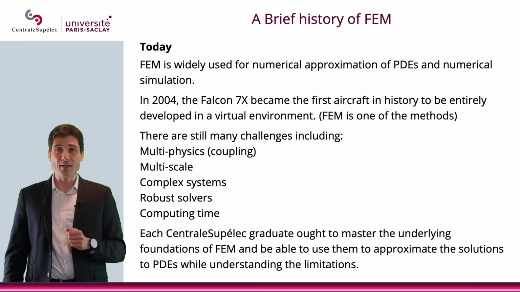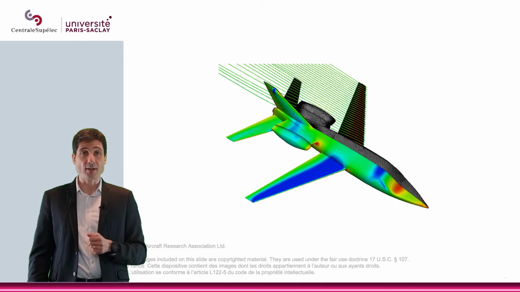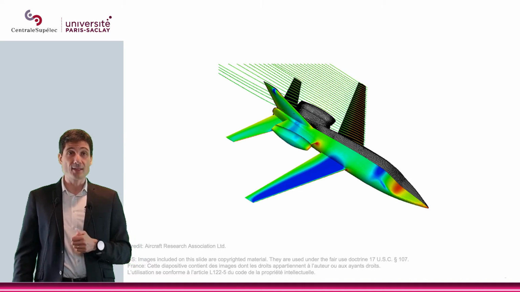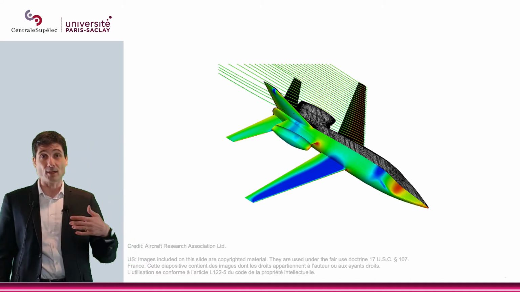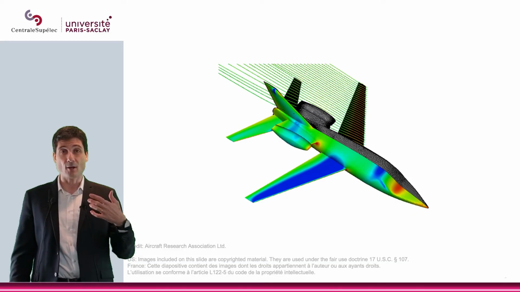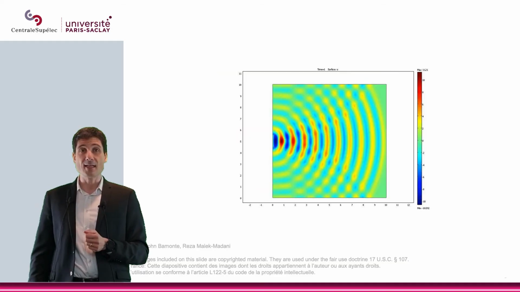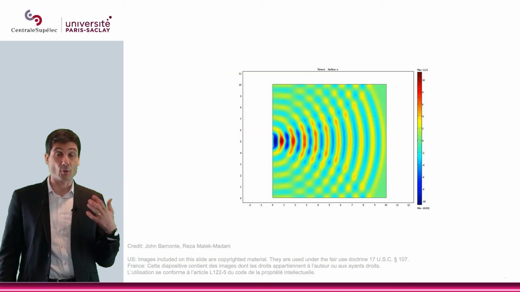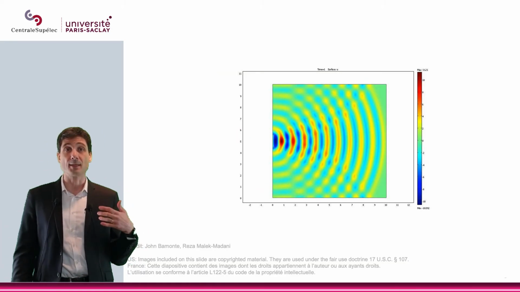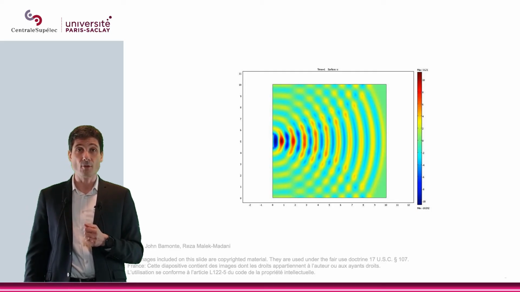Before I give you the outline of this chapter, I would like to give you a few examples of what you can do with finite element methods. This obviously is a plane, and you can actually compute some of the properties of what's going on with this plane using the finite element method. This is a diffraction which is completely done numerically. That is something that you can also do.